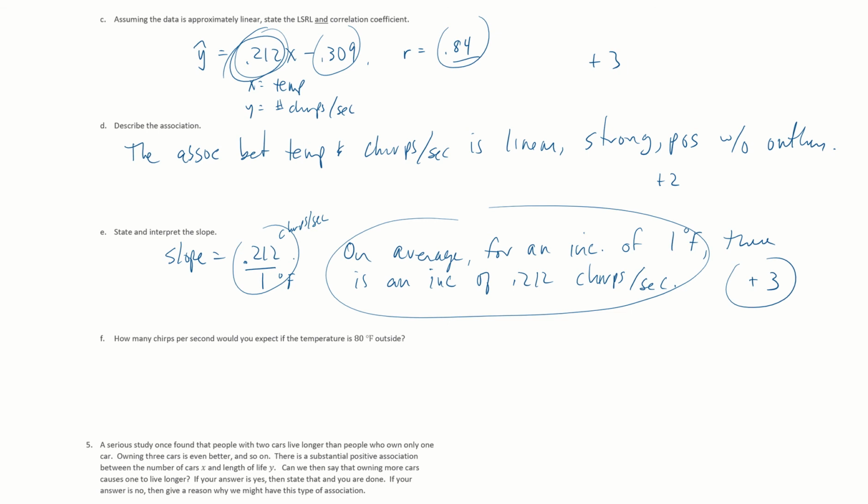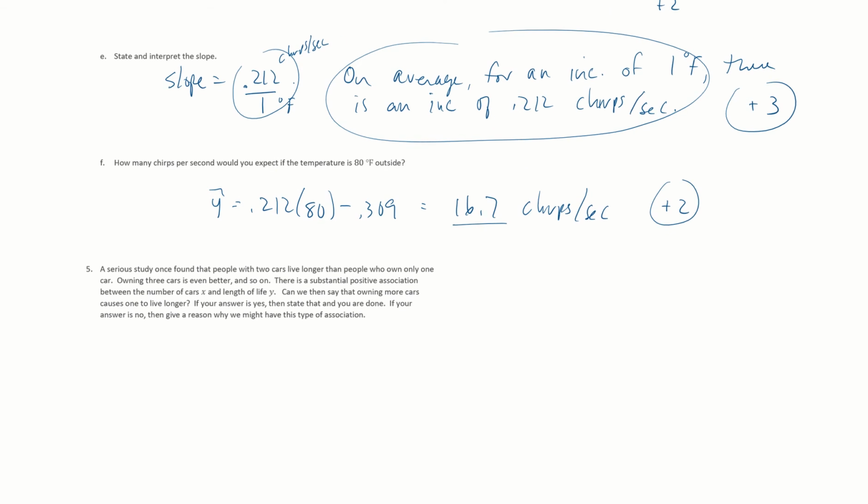How many chirps per second would you expect? That's 0.212 times 80 minus 0.309. You plug it in there, you get 16.7 chirps per second. Some of you guys just gave me ranges, and I probably was okay with that, but I want you to calculate it. And that's 2 points, and the last one is 2 points.